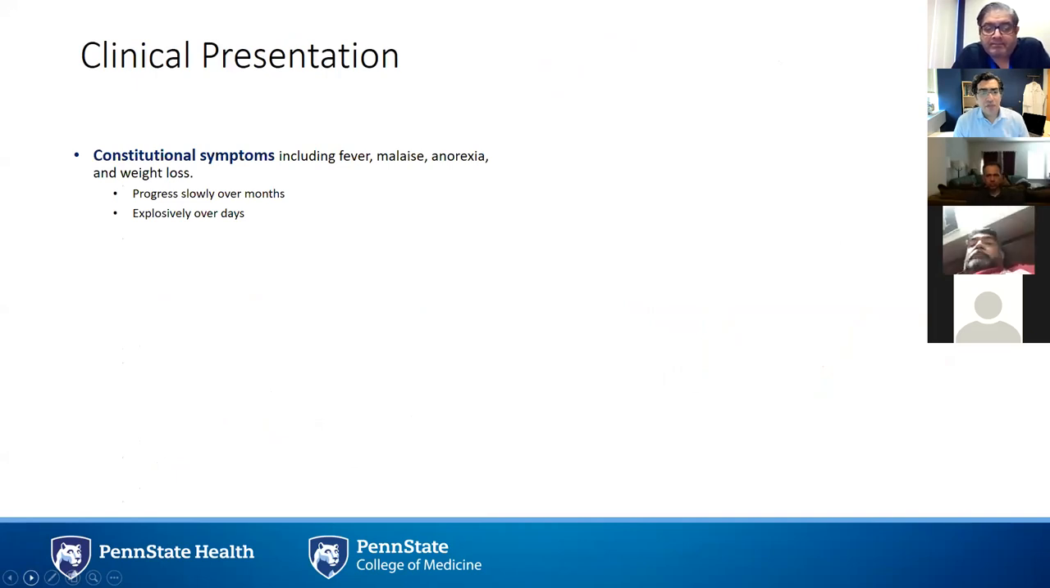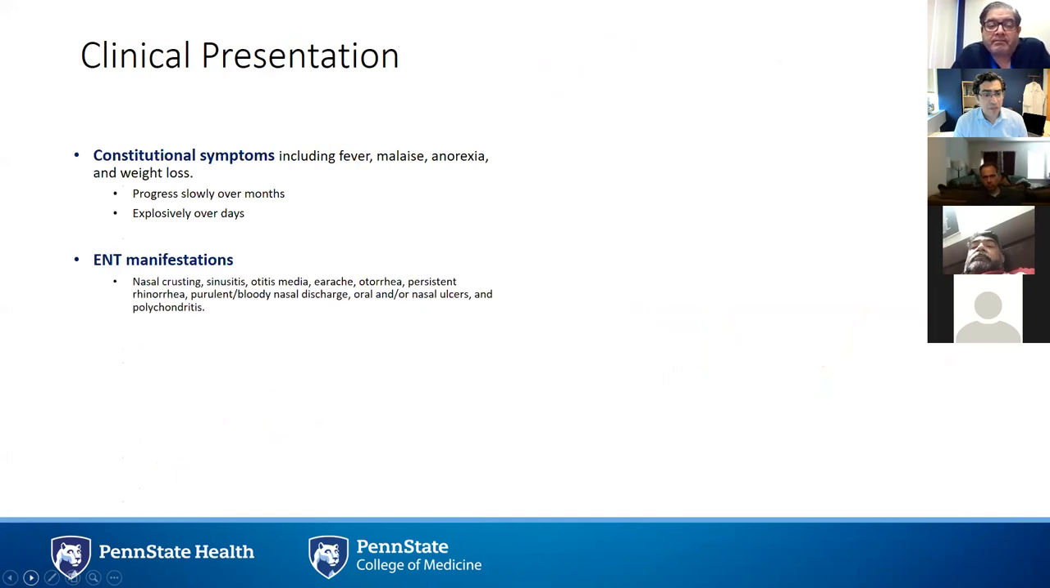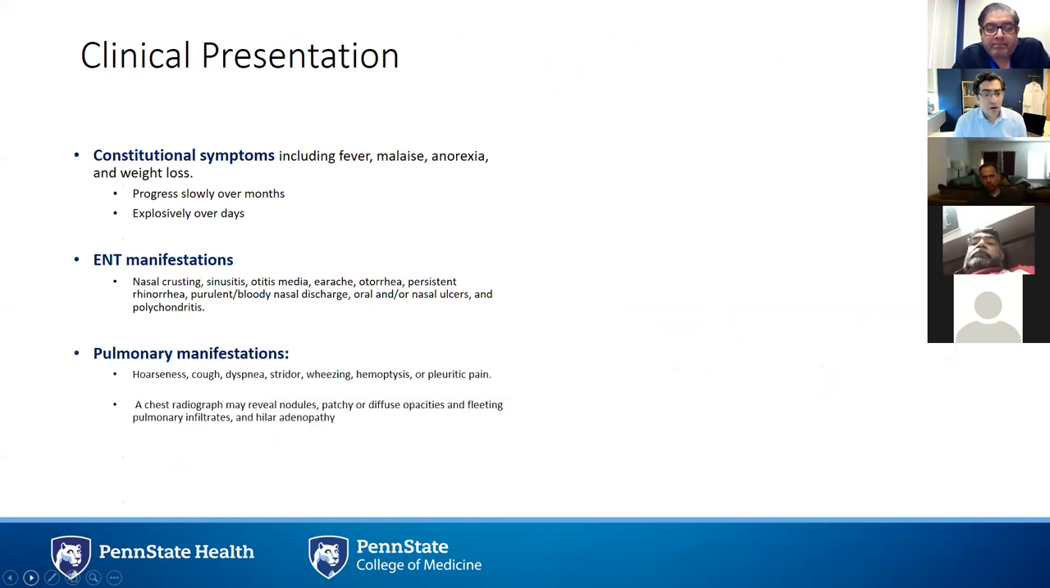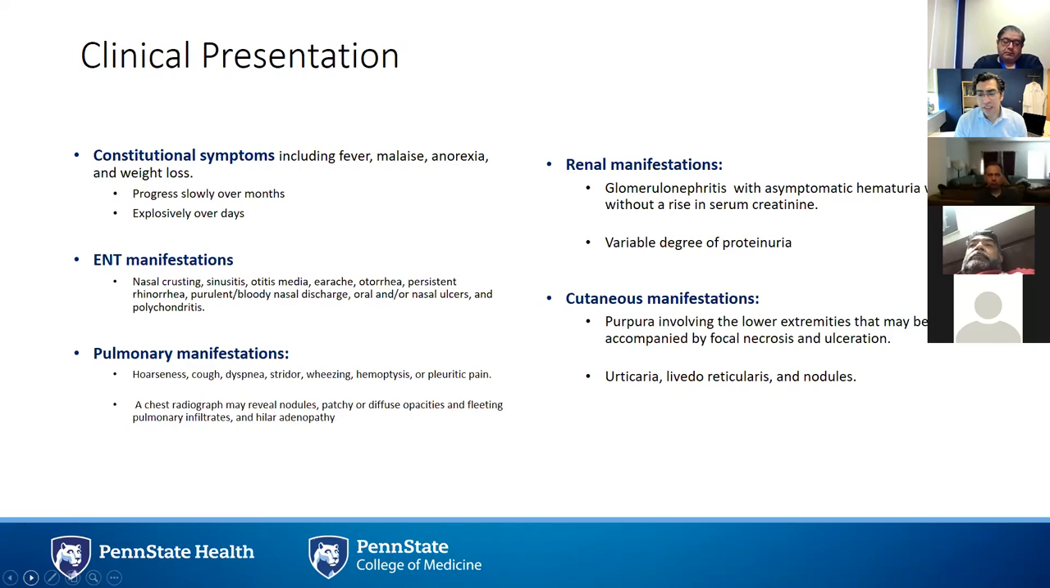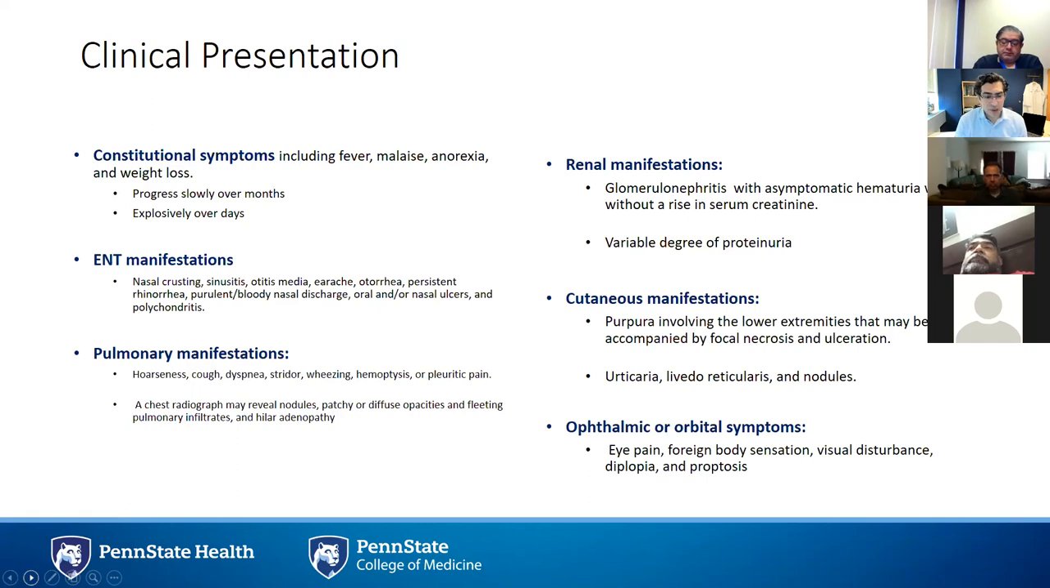So clinically, they may have some constitutional symptoms, fever, malaise, non-specific symptoms, weight loss. If this is ENT manifestation, where the nasal mucosa, the ear as well, some ulcers in the mouth, or lung manifestation, all the way from hoarseness of voice to cough, shortness of breath, stridor, wheezing, hemoptysis, pleuritic chest pain, and then hallmark is the alveolar hemorrhages. Kidney GN with hematuria with or without rise in creatinine. So earlier on, we have seen many patients, all they have is glomerular hematuria and mild degree of proteinuria. Skin lesions could be different, purpura in the lower extremities, around the nails, some focal necrosis as well. And eye and orbital symptoms as well.